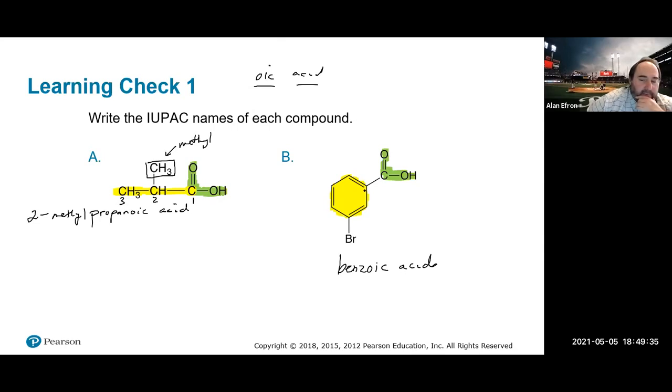And remember that even though it's sort of off the ring here, where it attaches in should be carbon 1. We now could go clockwise or counterclockwise. If we go counterclockwise, it would be 2, 3, 4, 5. Obviously, if we go clockwise, 1, 2, and 3, that seems much better. 3-bromo benzoic acid. Any question on those names there?